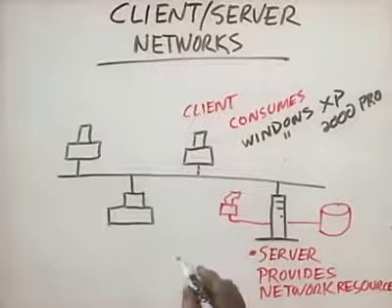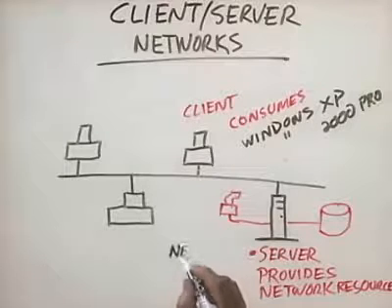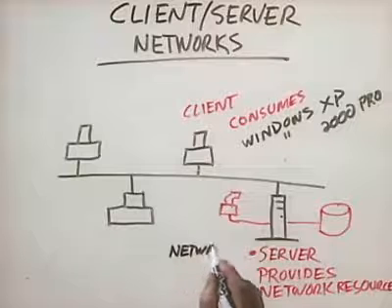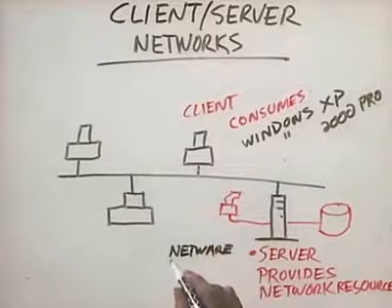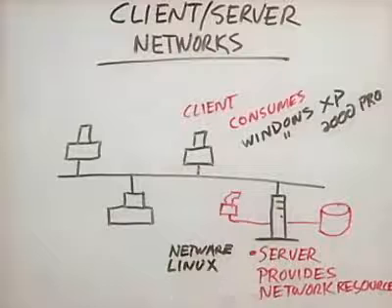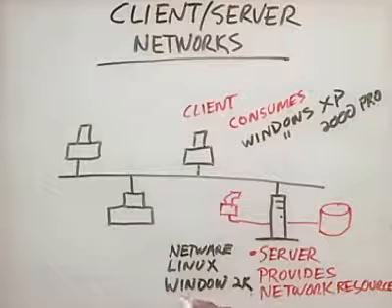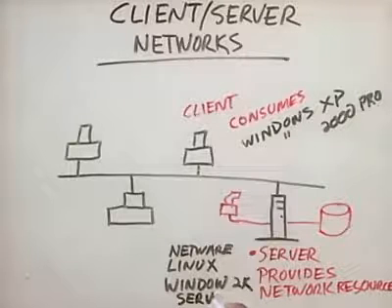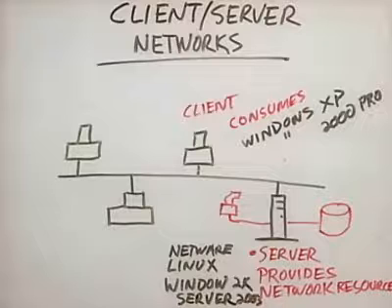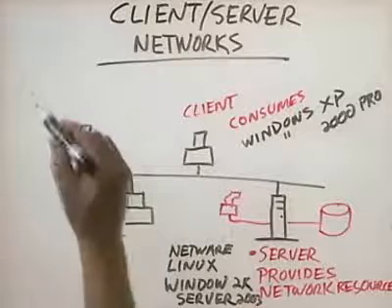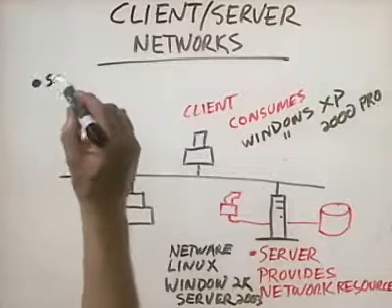For example, server operating systems include NetWare, Linux, Windows 2000, and Server 2003. These operating systems are designed to provide these network resources. Now, the benefits of this type of network is, first of all, that it's very highly scalable.